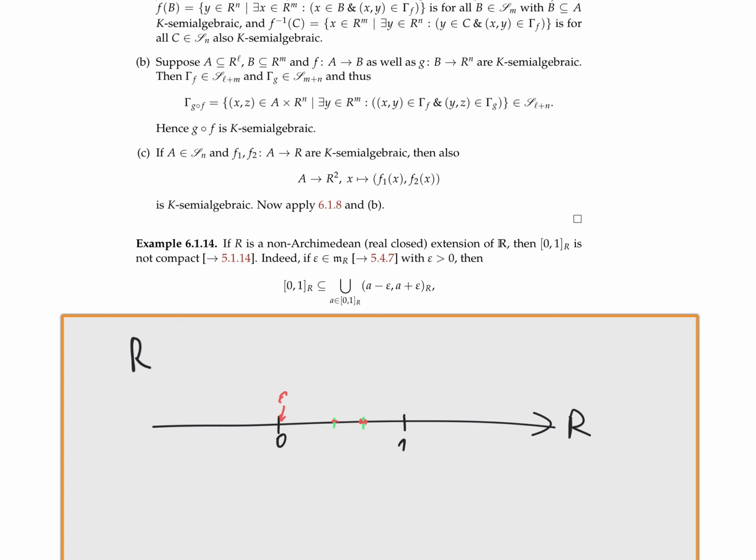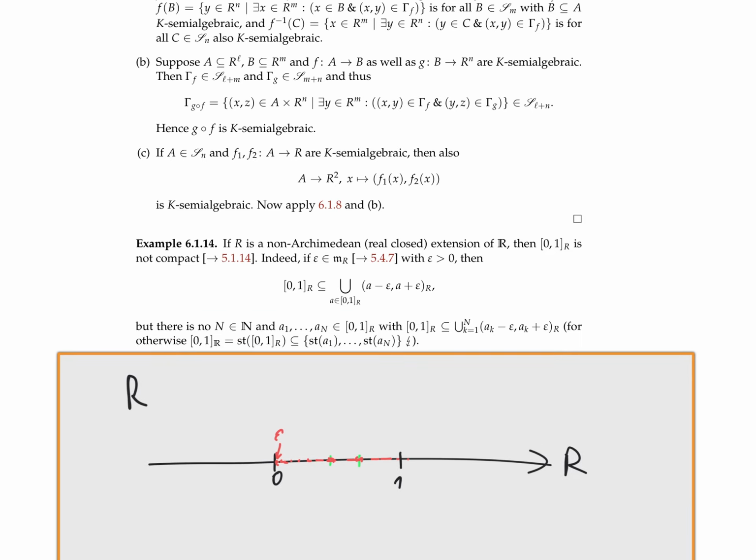And cannot even draw it. And they cover, of course, everything here. But there is no finite subcover. Intuitively, that should be true. So there is no n and a1 up to nn with the same interval contained in this finite union.